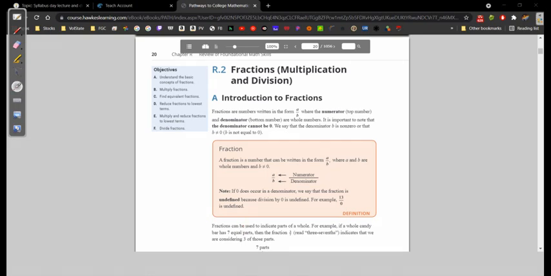Fractions can be used to indicate parts of a whole. For example, if a whole candy bar has 7 equal parts, then the fraction... Oh, okay, good, I did. I forgot, I didn't know if I recorded or not.